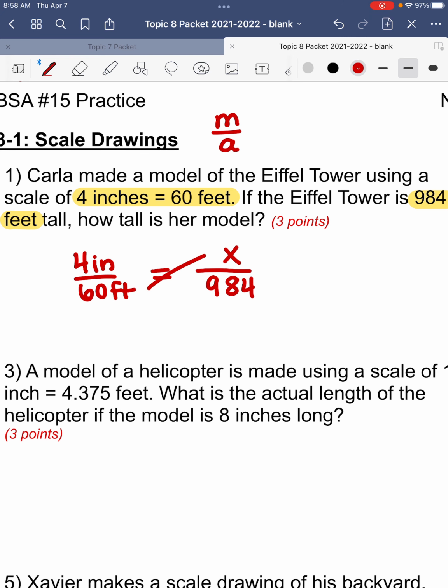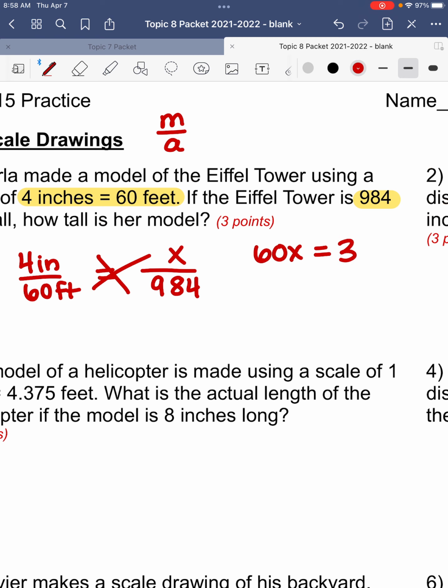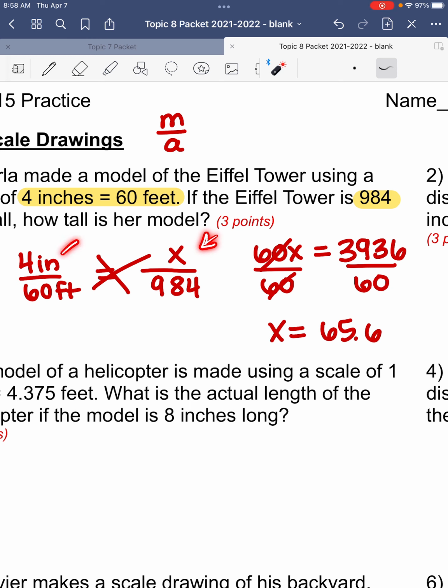Well, 60 times X is simply 60X. And I set that equal to 4 times 984, which if you put that into your calculator, you get 3,936. Now to get that X by itself, we divide by 60 on both sides. So my 60s cancel out. X is indeed by itself, and 3,936 divided by 60 is 65.6, but I need to include my unit. So remember, because my X was on top and my inches were on top, I know it's inches. So the model is 65.6 inches tall.